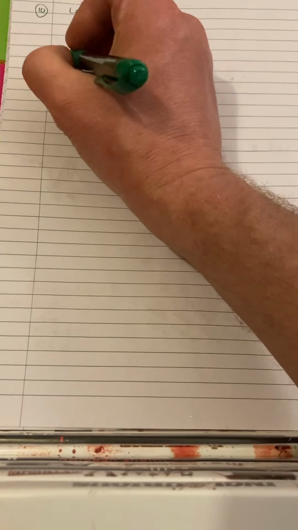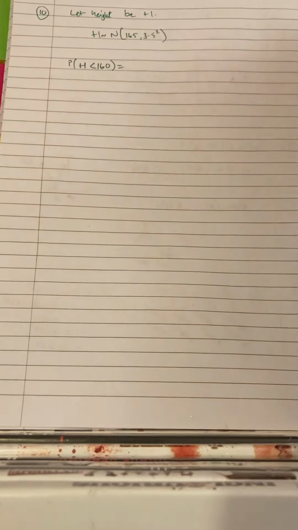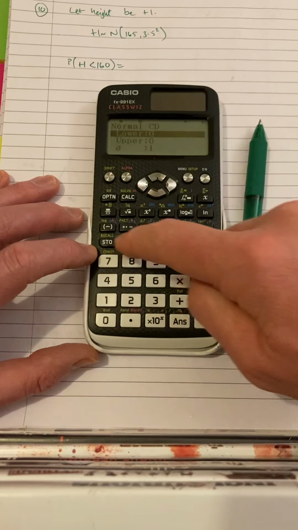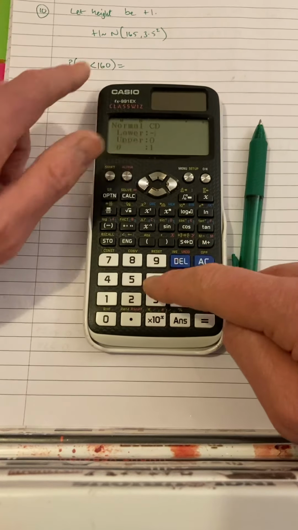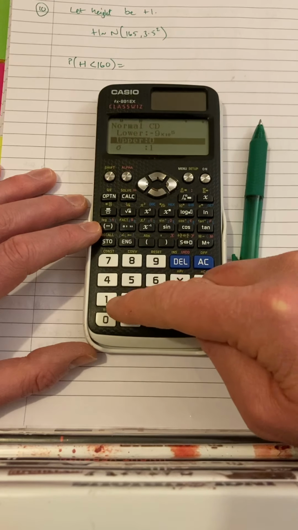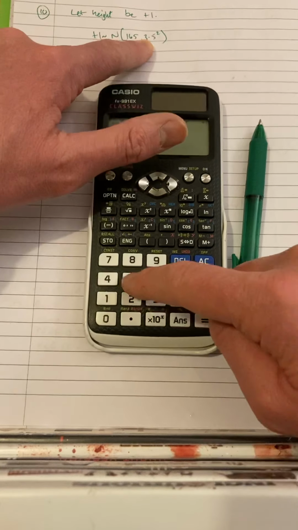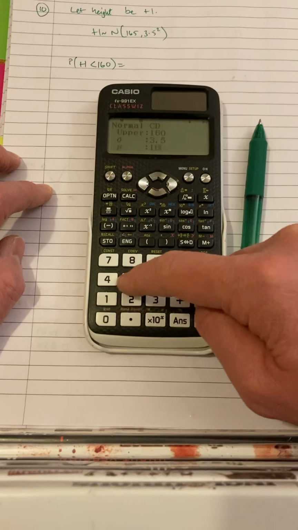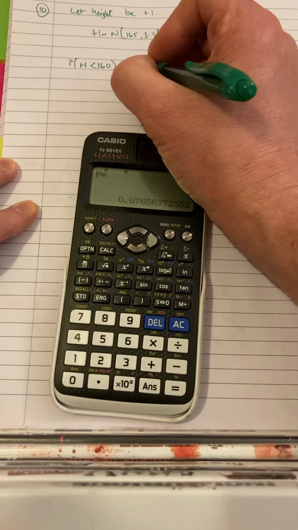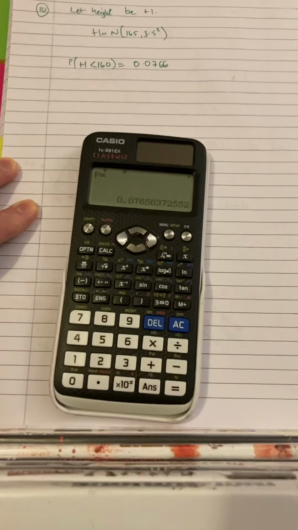Right, what's the probability H is less than 160? Let's do it on the calculator. So here we go, Normal CD. It's got an upper bound of 160, so a load of 9s for the lower bound. My standard deviation is 3.5 and my mean is 165. Okay, there's my probability: 0.0766. That's 3 significant figures.